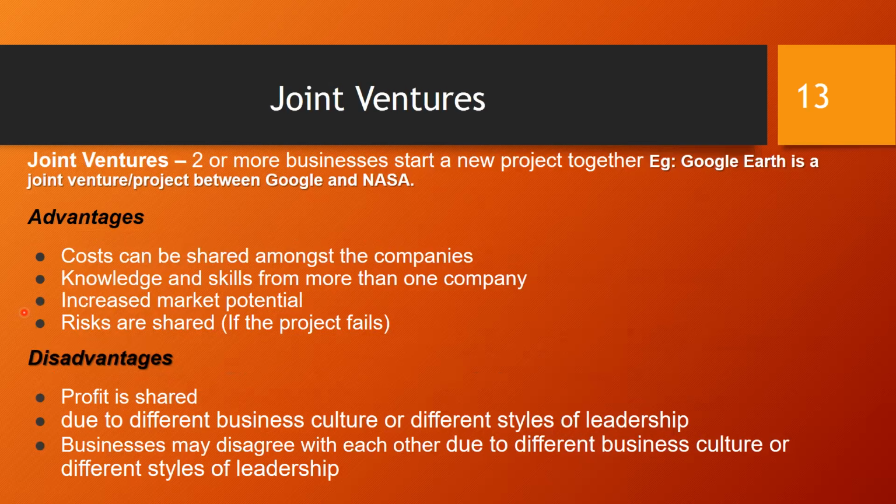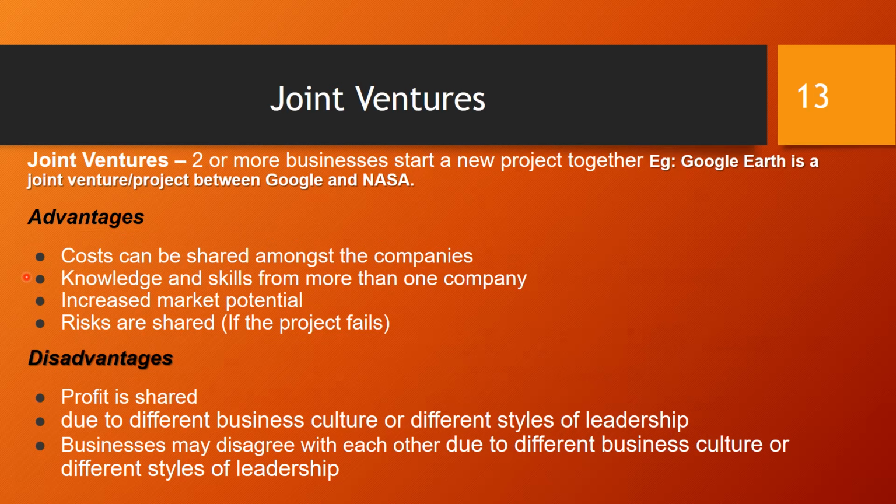So there are benefits that can be derived from operating as a joint venture. Just like a partnership, some of these points are similar to it. Number one, costs can be shared amongst the companies, so they both contribute or share the costs available for them to see that project becoming viable. And secondly, knowledge and skills from more than one company are going to be available. Like in this case here, Google as well as NASA, they both contribute towards that particular project when it comes to sharing of knowledge and skills.